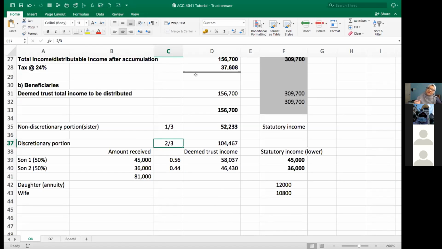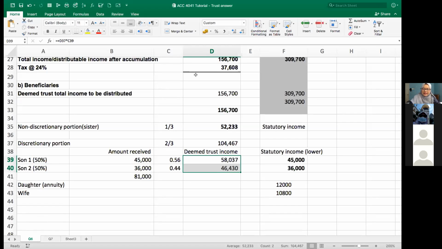So you have to have some basis lah. So nak dapatkan basis dia, you akan gunakan amount received 45,000 to son 1, 36,000 to son 2, so total 81,000. From there, you know that, oh, son 1 actually dapat 56%, son 2 dapat 44%. So using the same portion, 56%, you times by the 2/3 portion lah, 104,467. So from there, you should get 58,037 untuk son 1 and son 2 dapat 46,430. Is that clear on this part? Are you clear?